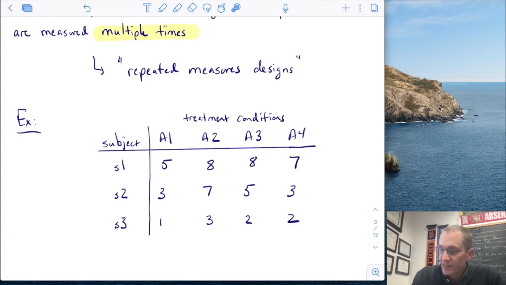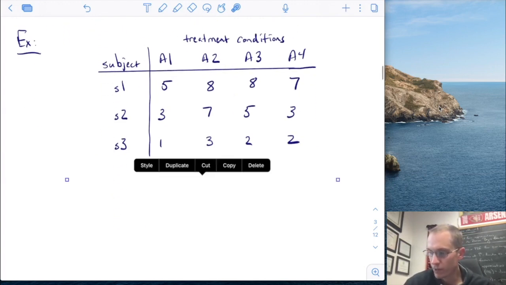And so you can see here that subject 1 contributed 4 measurements, 5, 8, 8, and 7. Subject 2 contributed 4 measurements, 3, 7, 5, and 3. And then subject 3 contributed 4 measurements, 1, 3, 2, and 2. Now, of course, our question is, are there differences among the treatment groups? Okay, are there differences among these conditions, A1, A2, A3, and A4? Not, are there differences in the subjects? How do we answer that question? Well, that's what we want to figure out now.